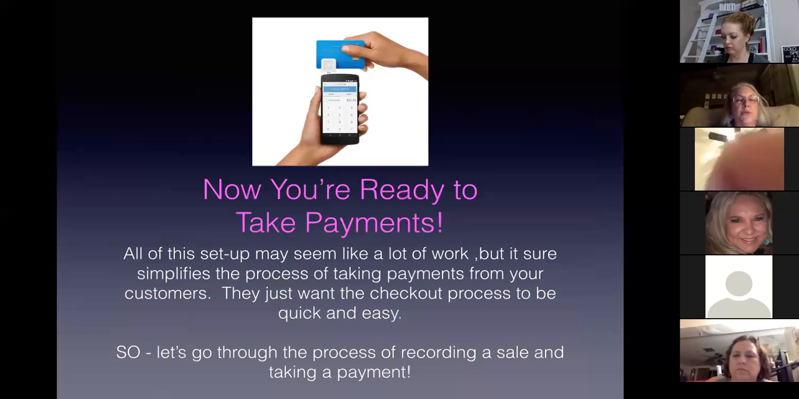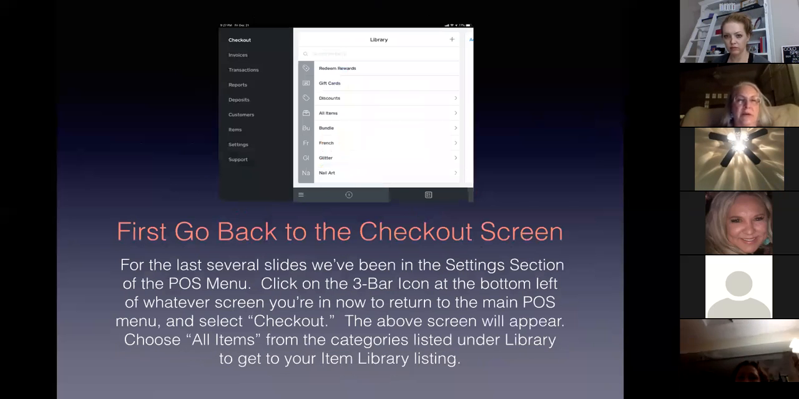So let's quickly go through the process of recording a sale and taking a payment. First, go back to the checkout screen. We were in the settings section of the point of sale menu. Now we're going to click on the 3-bar icon at the bottom left of the screen you're in and return to the main point of sale menu and select checkout. You see where it says checkout? We were down in settings, which is the second from the bottom. When you're going to check out a customer, you want to be in the top where it says checkout.